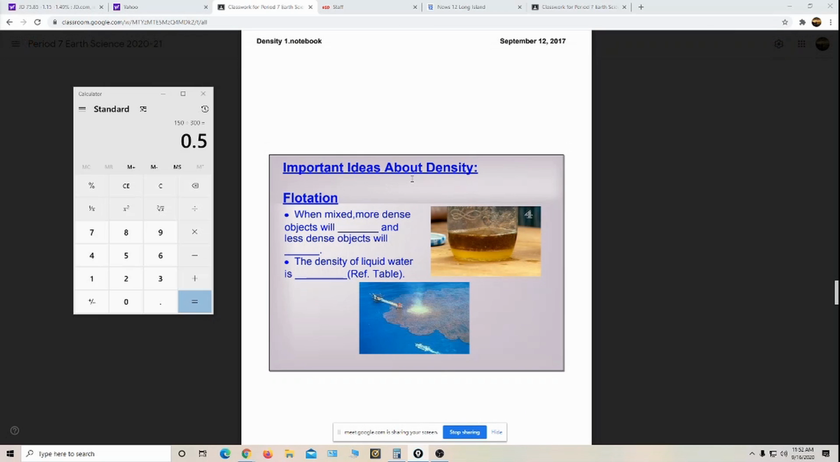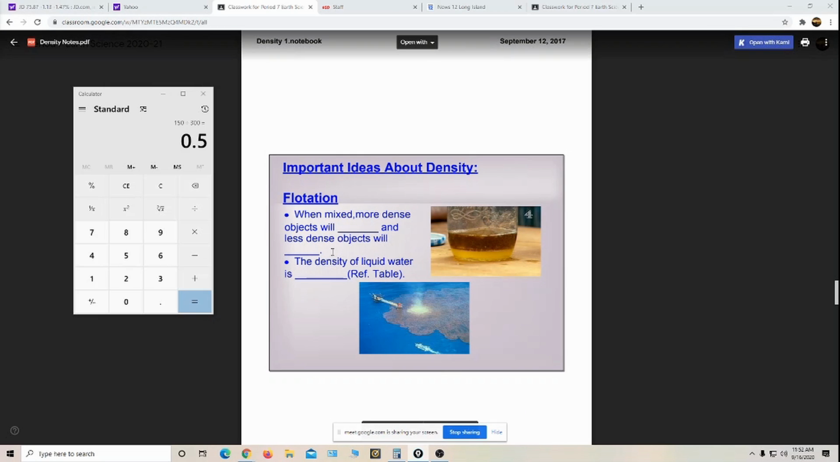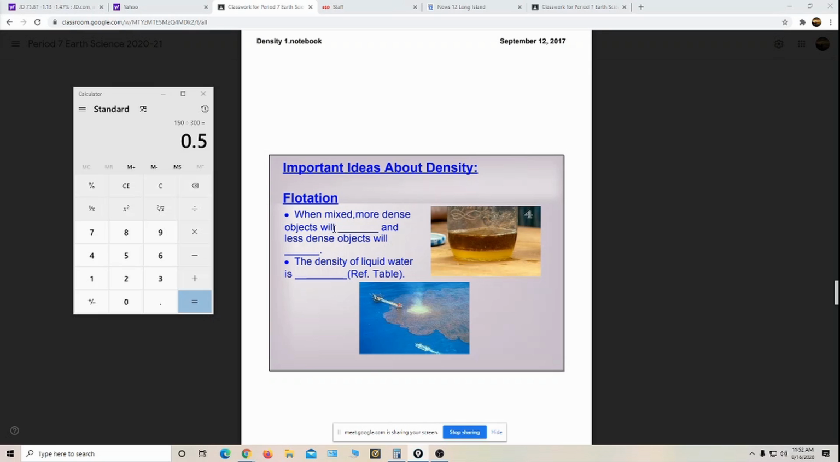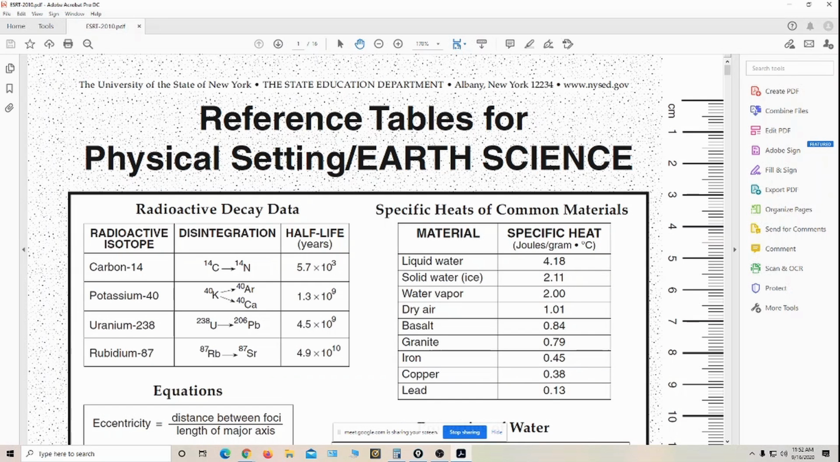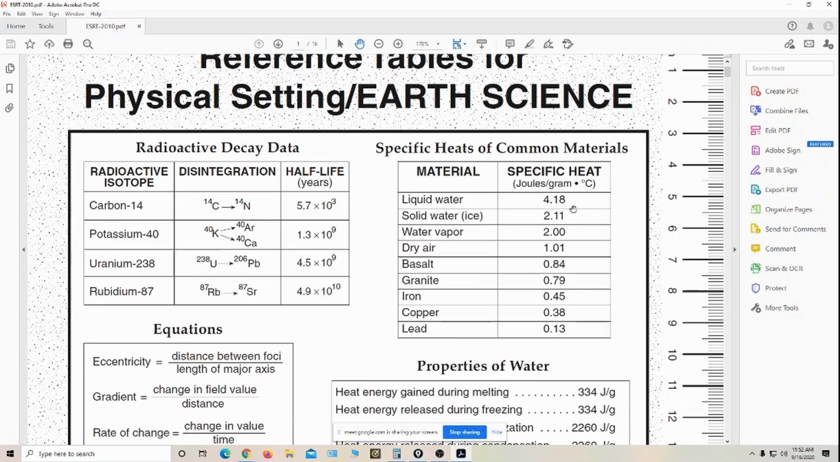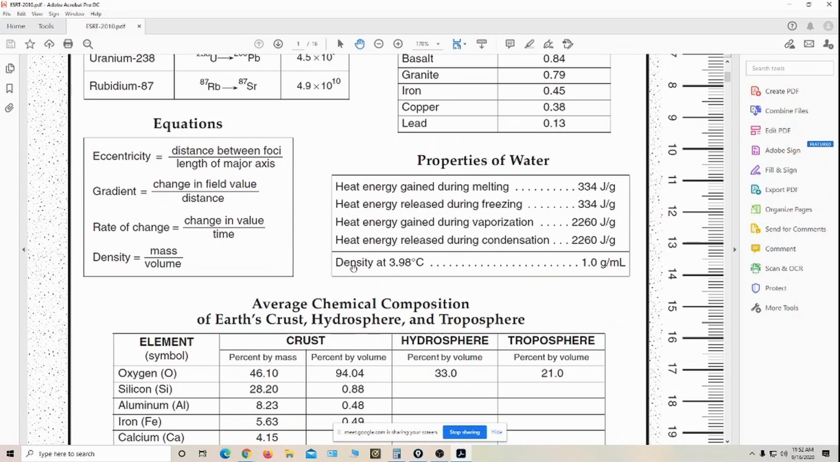Also, important ideas about density. We talk about flotation. When mixed, more dense objects will sink, less dense objects will float. The density of liquid water is 1. If you forget that, once again, we got the reference table. And density of water at 3.98 degrees, sometimes they round that to 4, is 1. So 1 gram per milliliter.